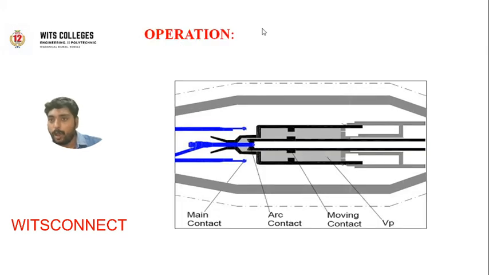Here, coming to operation, the arc contact is closed and the main contact is open. That is the normal condition. Okay, it is an open condition. Main contact is open and arc contact is closed. Here, under the operating condition, what happens, these two are closed.